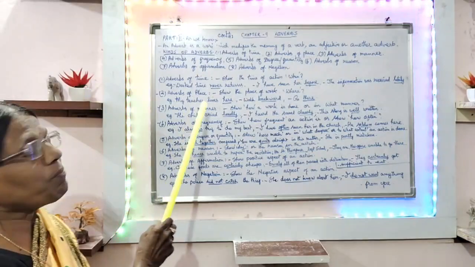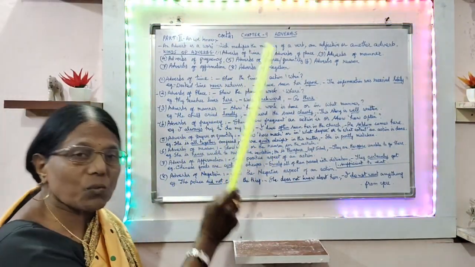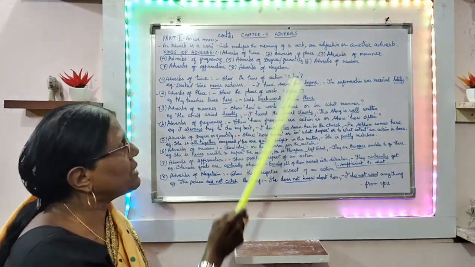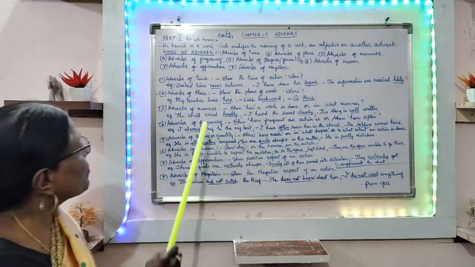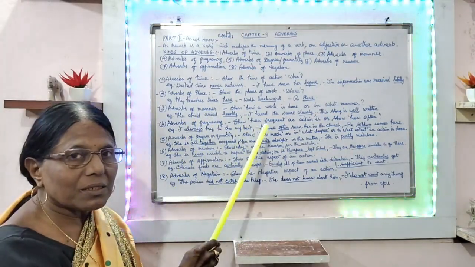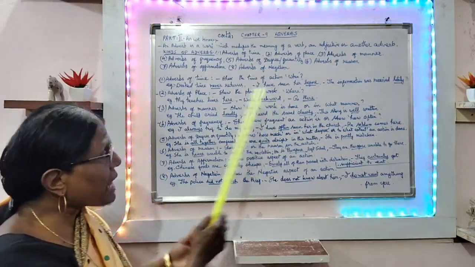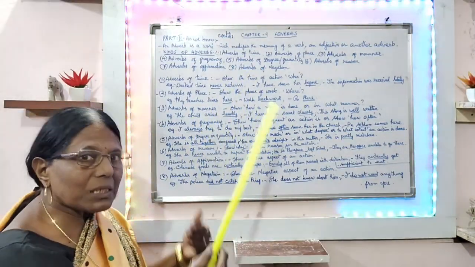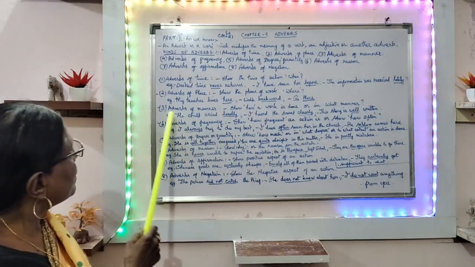Secondly, adverbs of place. The adverbs of place show the place of work, where the work takes place. So it tells the reply to where. My teacher lives here. Here is the place. Walk backward. Backward is the place. Go there. There is the place.